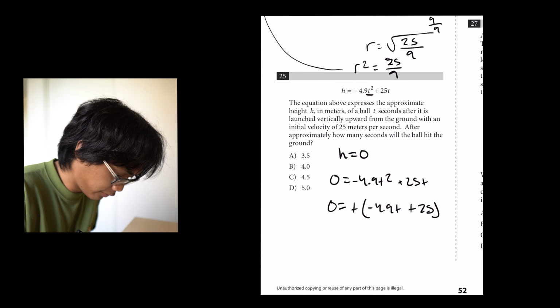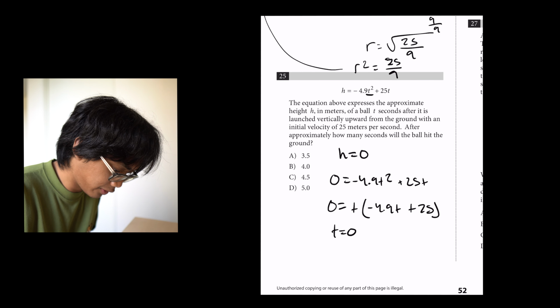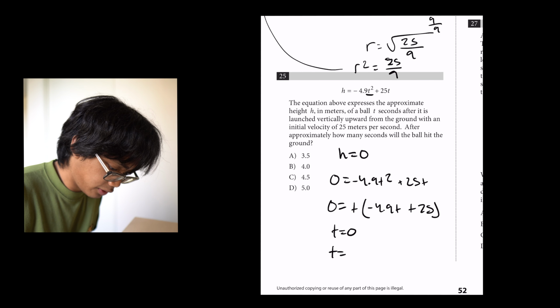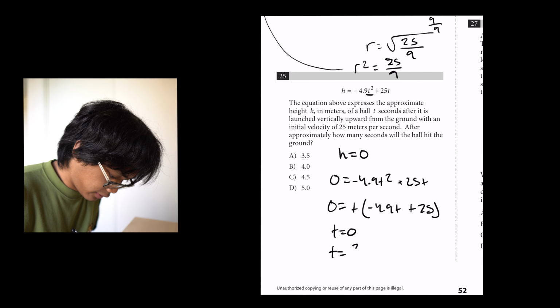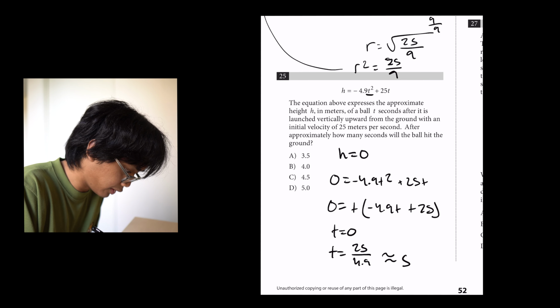So we'll have t equals 0, because if this value is 0, the whole thing is 0. We'll have the 25 and then we'll be dividing it by the 4.9. So that'll give us about 5, which will give us answer choice D.